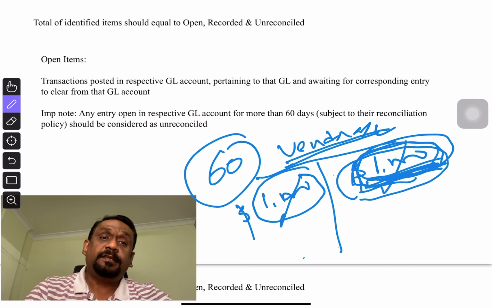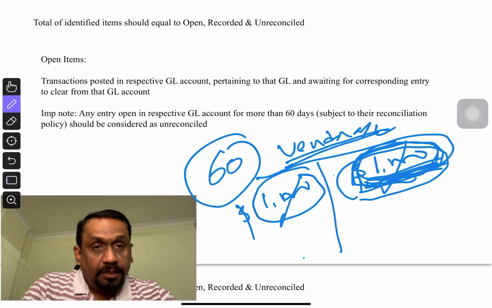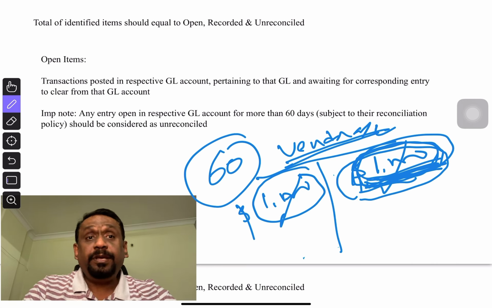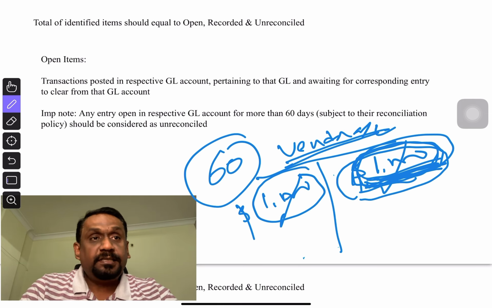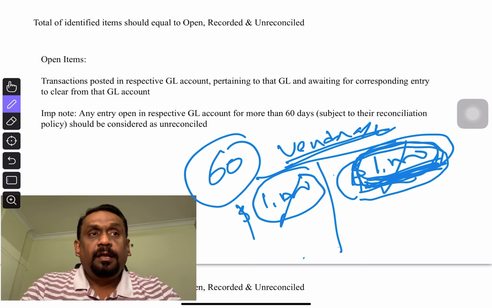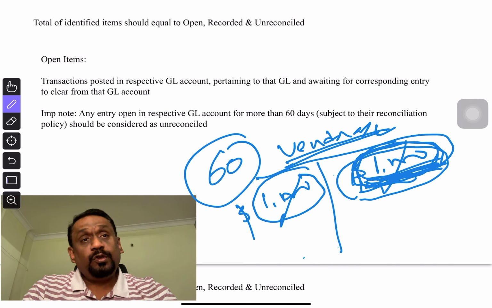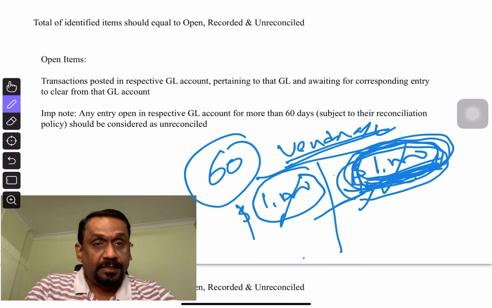Then why are they considering it as an unreconciled item? Because this item has to be cleared within 60 days as per their policy. If it is not cleared within 60 days, there could be a reason for not clearing this, right? You need to do further investigation to identify why this is not paid, why it still continues to be there in the vendor account. So the minute this crosses beyond 60 days without making any payment, it will be considered as an unreconciled item. That we will discuss in detail later.